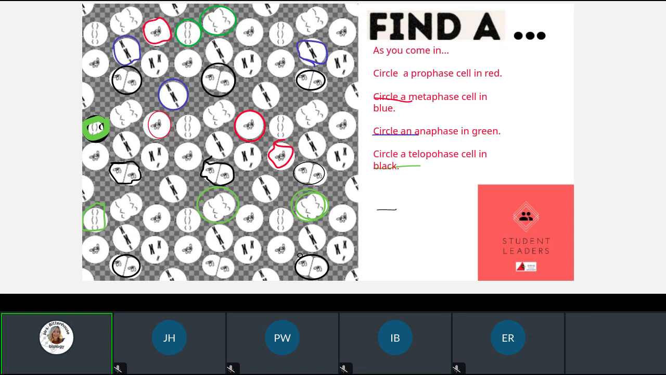Well, as people come in, I'd like you to continue to go through here and circle the cells. There's plenty of options still left that haven't been circled, but we are circling our prophase cells in red, our metaphase cells in blue, our anaphase cells in green, and our telophase cells in black today.